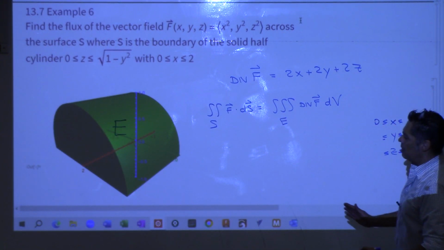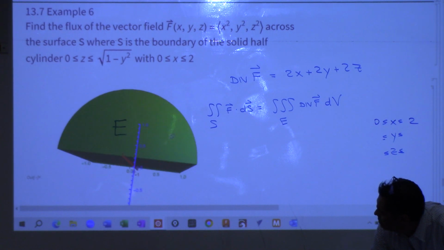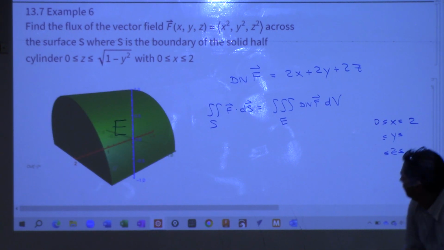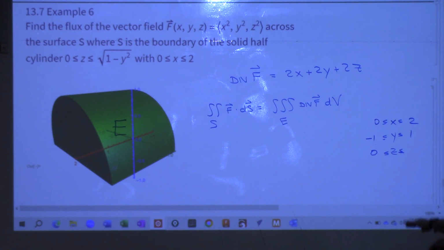Y is between, I think, -1 to 1. We can tell, if we go back in our notes, when we solved it, it had a radius of 1. So negative 1 and 1 for y. And z is between where? 0 to the top surface, right? The top surface is square root of 1 minus y squared. There we go. So we can set this triple integral up and we're off to the races.